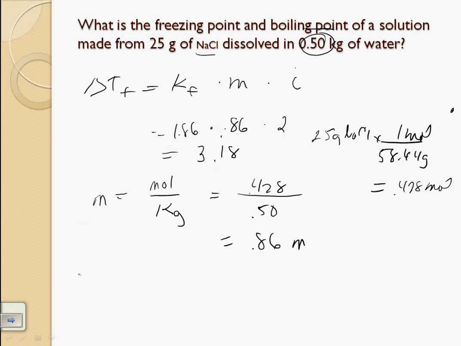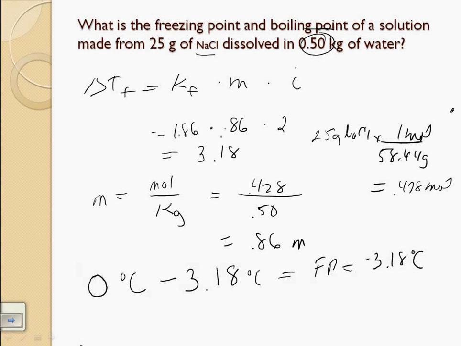But if I wanted to know what is the new freezing point, I have to recognize that normally water freezes at 0. This you need to know. It's going to be depressed, so the freezing point is going to go down by 3.18 degrees C. So my new freezing point is equal to minus 3.18 degrees C.